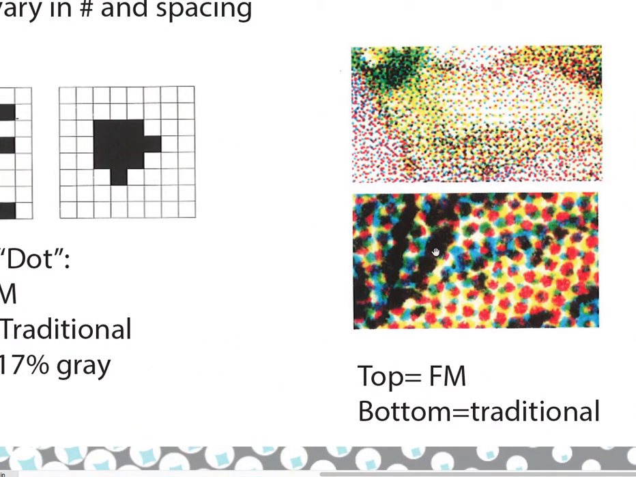Here is just an example of full color with stochastic screening at the top, the FM screening with the dots placed closer together or farther apart compared to halftone dots on the grid.